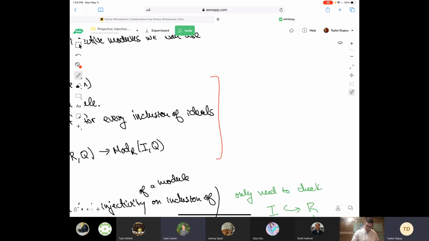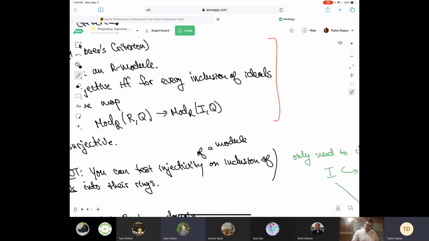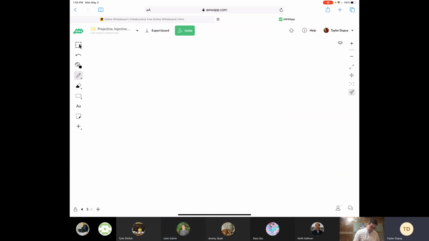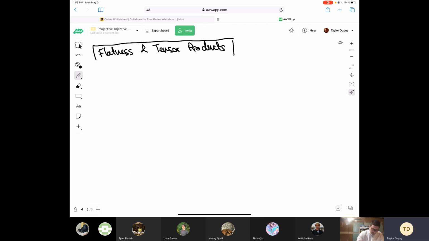What's a flat module? When you start this section, that's my next. Okay, there you go. That's what's next. Okay, good, great, excellent question. Okay, so flatness and tensor products is what's next. Okay. Great question.